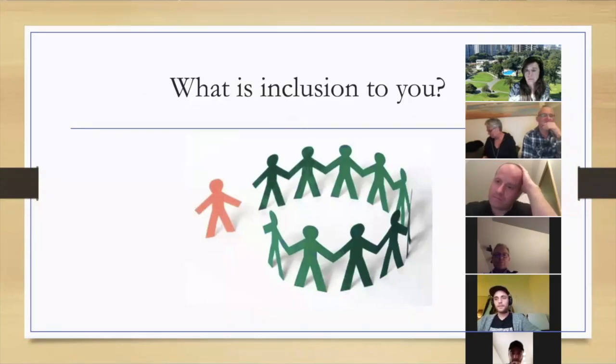So what is inclusion to you? We had diversity, but what does inclusion mean to you? This is Ellen. Go ahead. Sorry, go ahead.